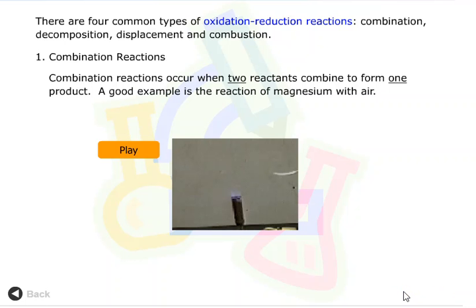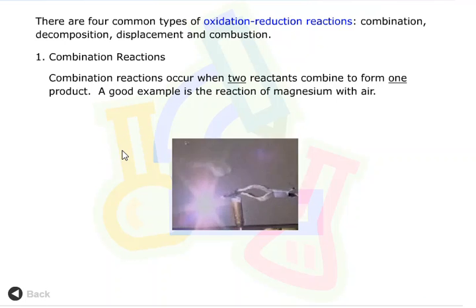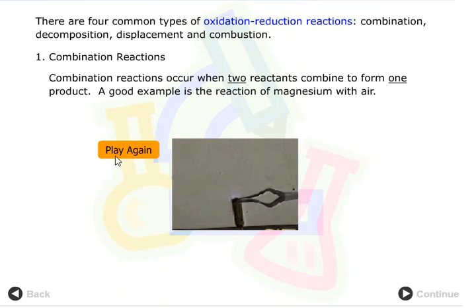So, what is a combination reaction? As the name suggests, it is a combination of two reactants to form one product. A good example is the reaction of magnesium with air, as you can see. This is the combination reaction.